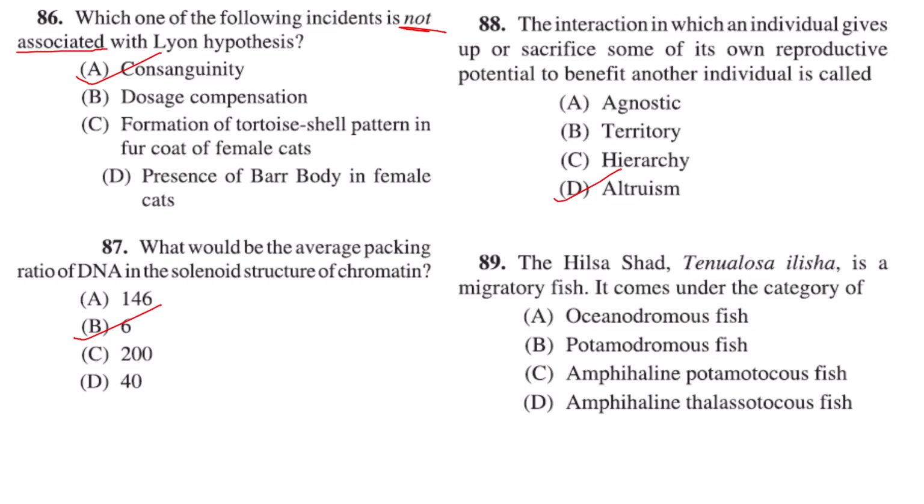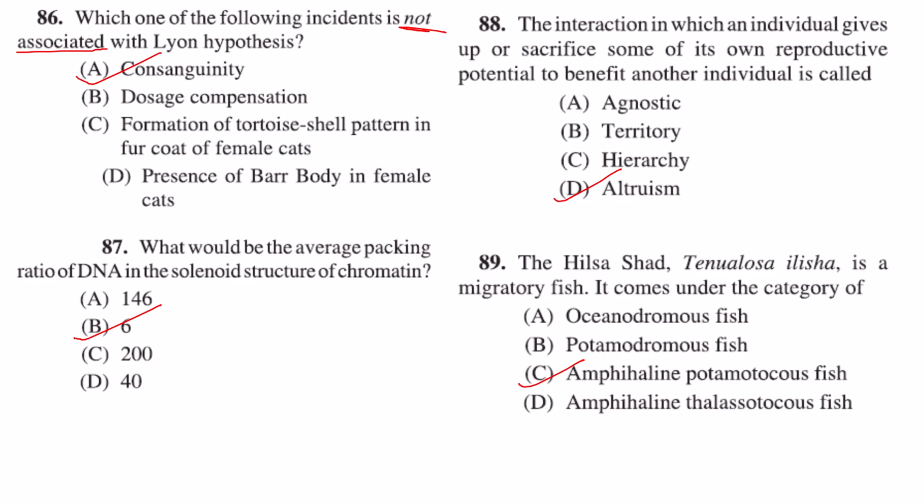Then the Hilsa shad Tenualosa ilisha is a migratory fish. It comes under the category of... So it is amphihaline potamotocos fish. Now what are all these words? So amphihaline means it can live both in freshwater and salt water. And potamotocos means the fish that migrates from the ocean to fresh water to spawn. That is potamotocos fish. So what is an oceanodromous fish?